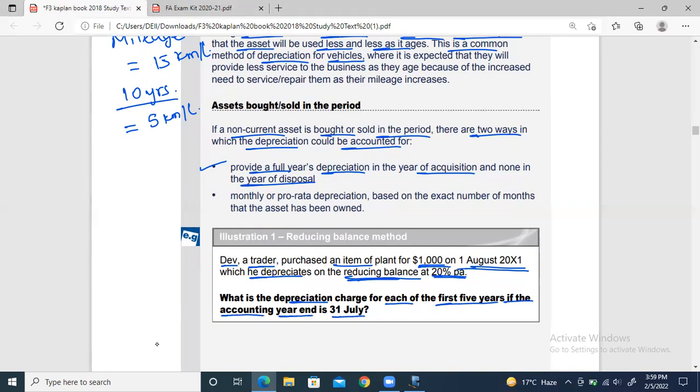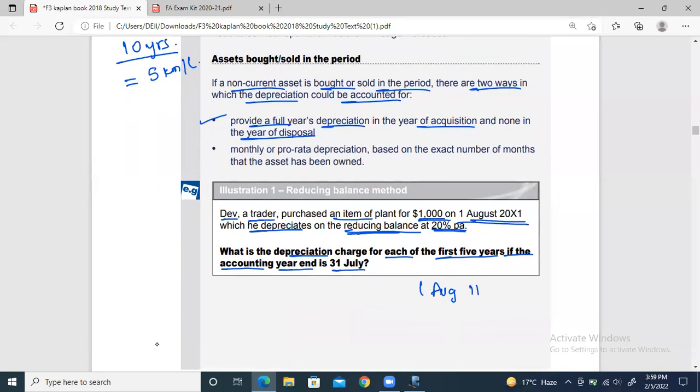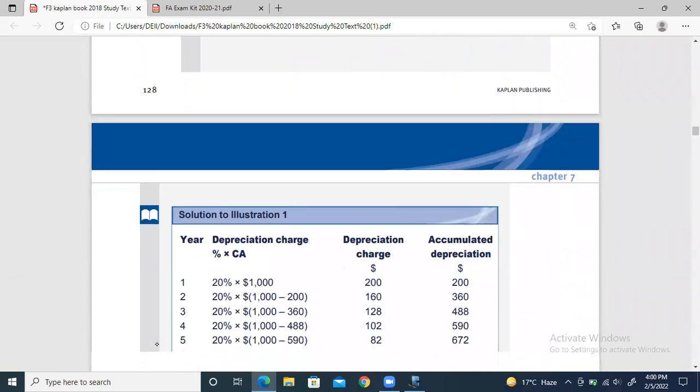31st July? Okay. So that means that he purchased it on 1st August 2011. And he's using it for 5 years, right? So that means that he'll sell it August 12, August 13, August 14, August 15, and he'll sell it on 1st August 16. So these are the 5 years, right? Now let's look at the solution.